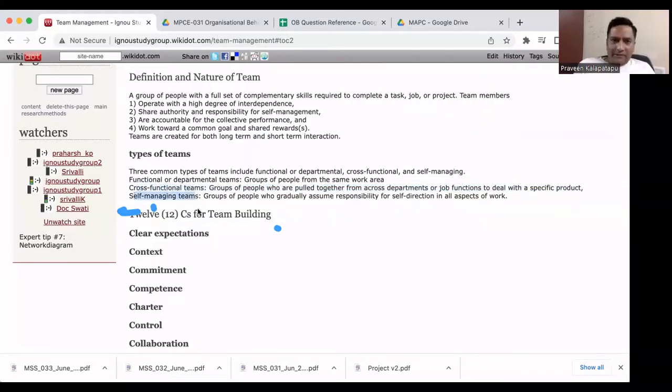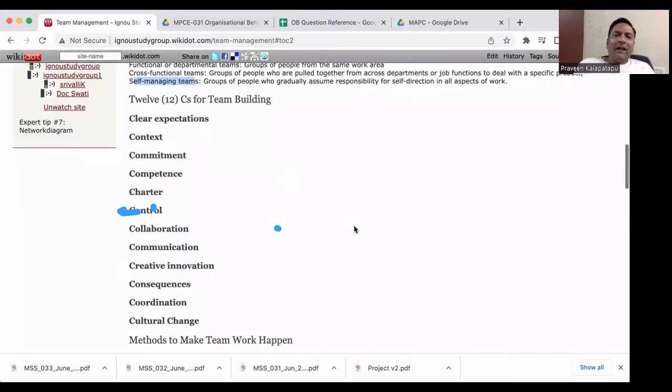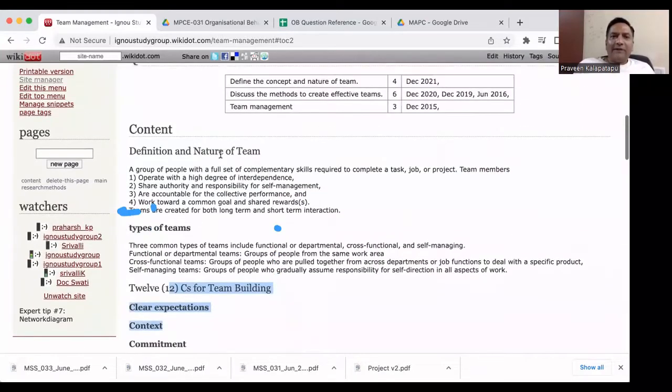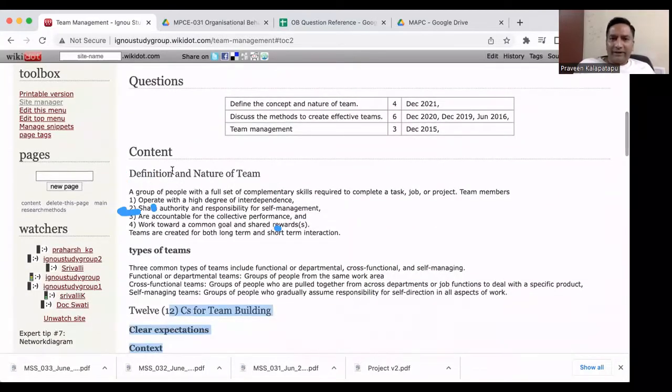Self-managing teams are a group of people who just came together by themselves. There is no function or cross function here. Maybe a team of people who want to embrace their hobby of bike riding, right? So basically they just formed as a group. So that is the types of team and the definition of team.